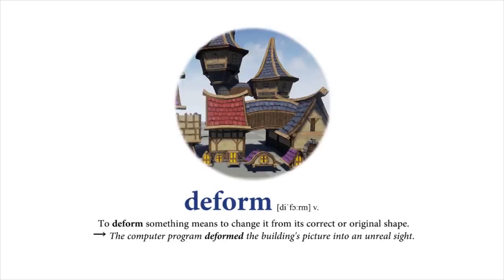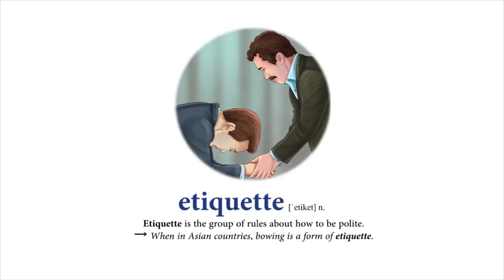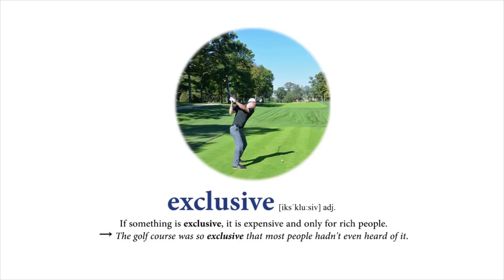Deform. To deform something means to change it from its correct or original shape. The computer program deformed the building's picture into an unreal sight. Etiquette. Etiquette is the group of rules about how to be polite. When in Asian countries, bowing is a form of etiquette. Exclusive. If something is exclusive, it is expensive and only for rich people. The golf course was so exclusive that most people hadn't even heard of it.